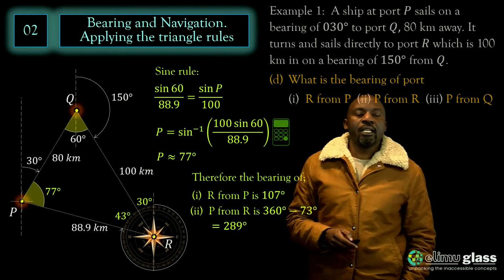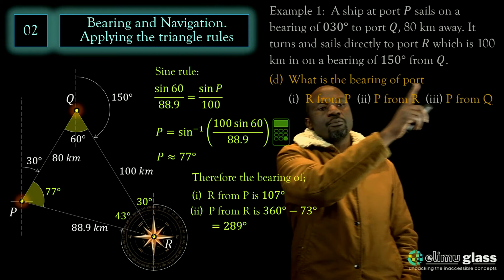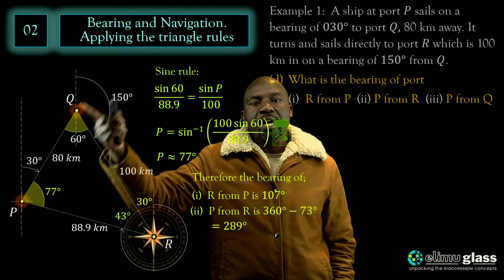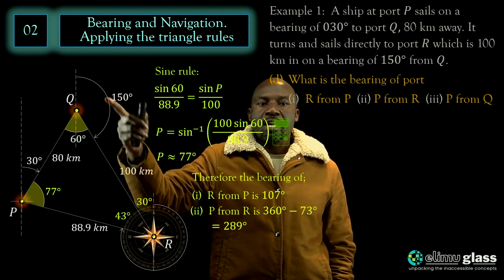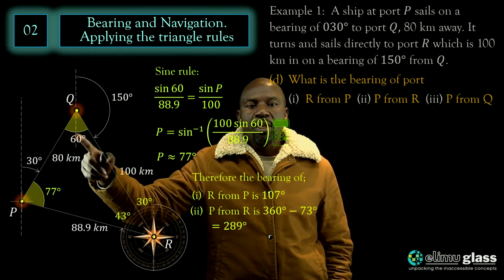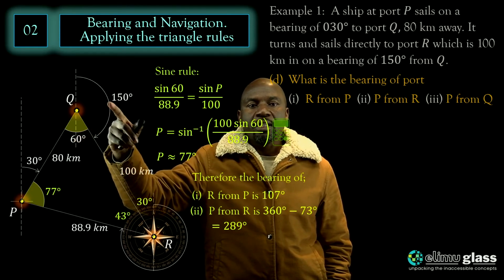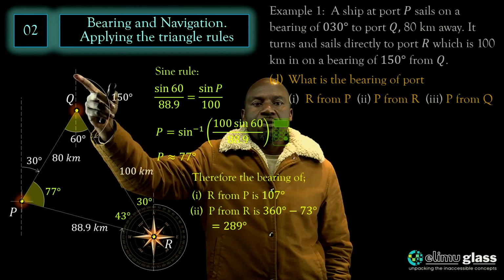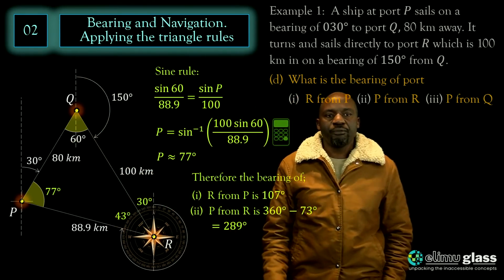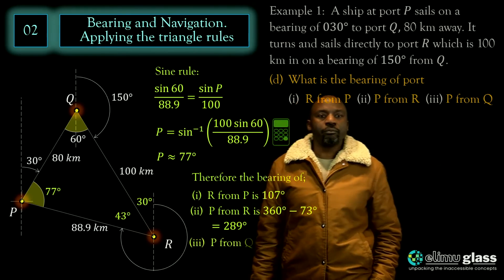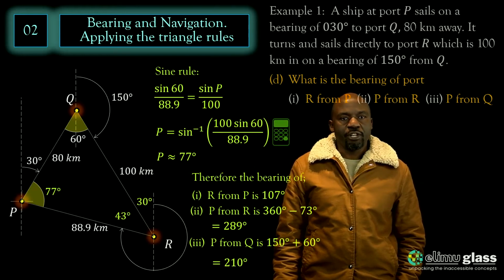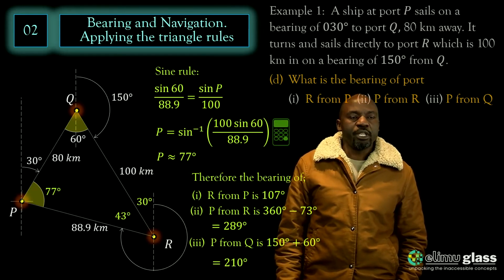Lastly, we want the bearing of P from Q. So now we are at Q, we want the bearing of P. The bearing of P has to be that angle all the way up to that, and I don't need to do any additional calculation because this bit is 60 and this is 150. So all the way from there to the line going to P must be 150 plus 60 degrees, and that gives me 210 degrees for the bearing of P from Q.